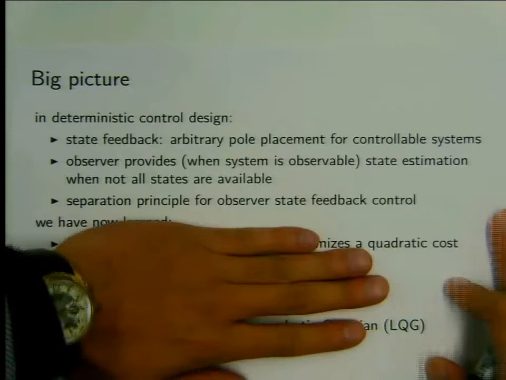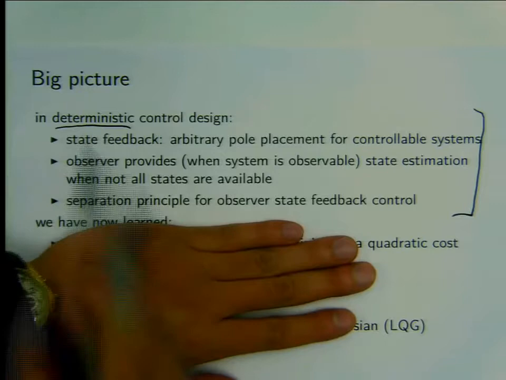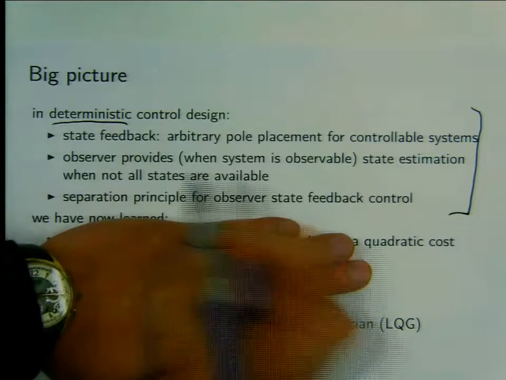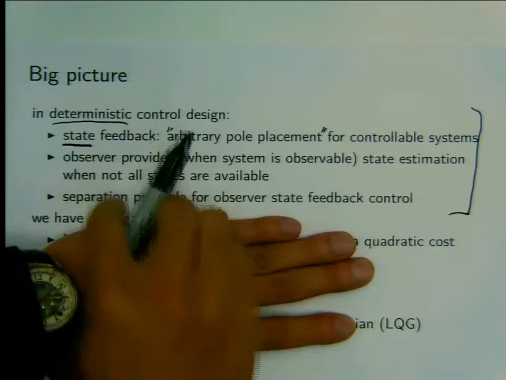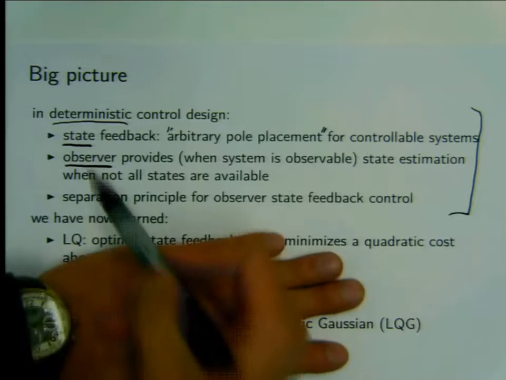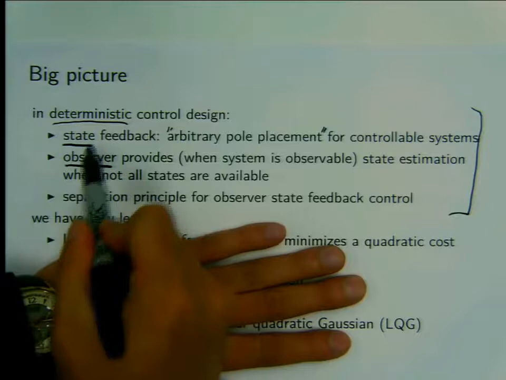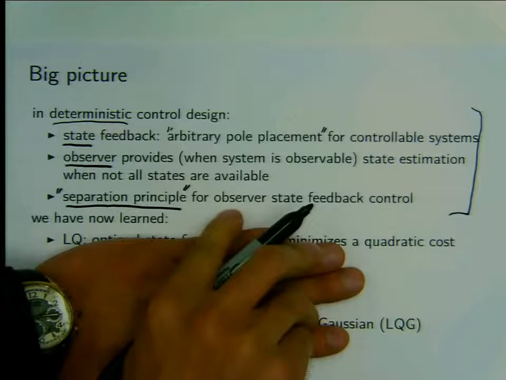The first three bullets here are what you have learned from 232. So we know if there's no noise in deterministic control design, then we can do state feedback, which is powerful in the sense we can do arbitrary pole placement for controllable systems. State feedback will require the states. If we don't have all the states, we can design observers to estimate the states. To design an observer, we need the system to be observable. Those are the assumptions. But a nice thing about these two is that if we design observer-based state feedback under the controllability and observability assumptions, we have the separation principle, which is quite nice. It says we can design the observer eigenvalues independent from the state feedback eigenvalues.